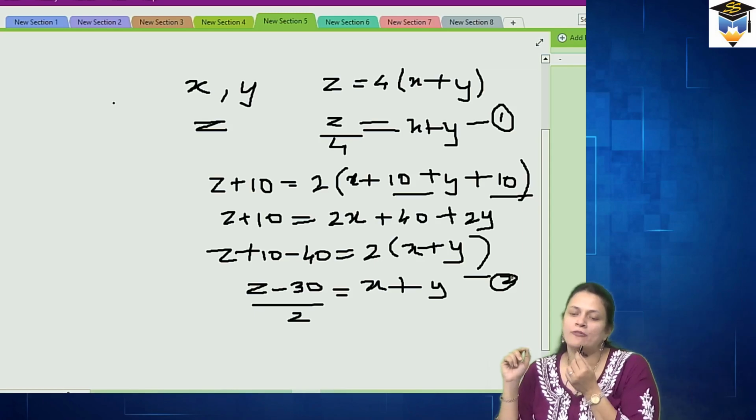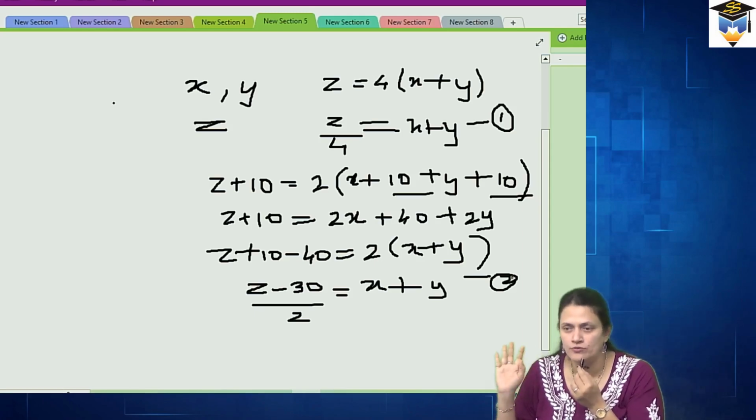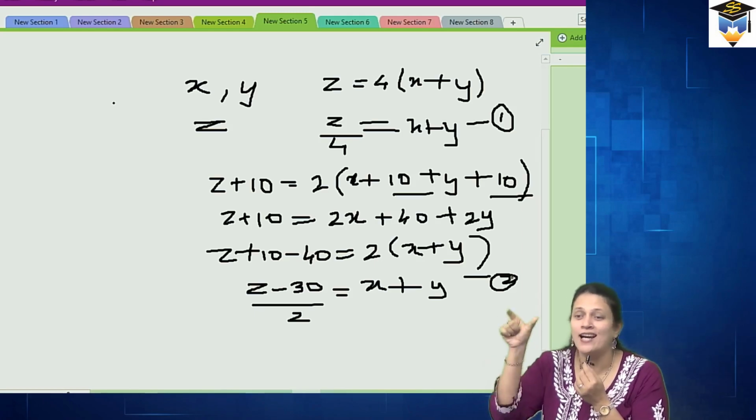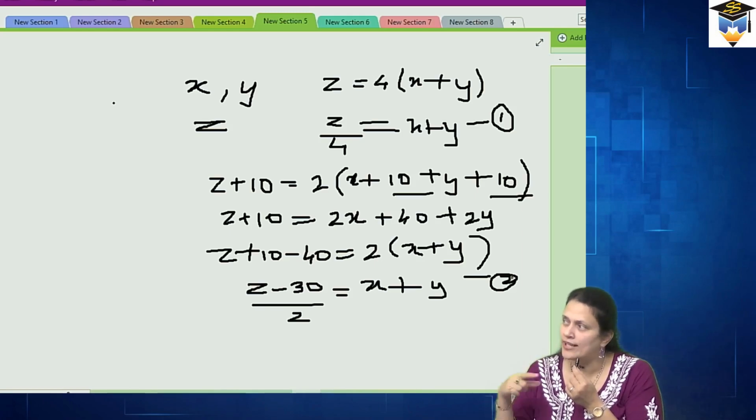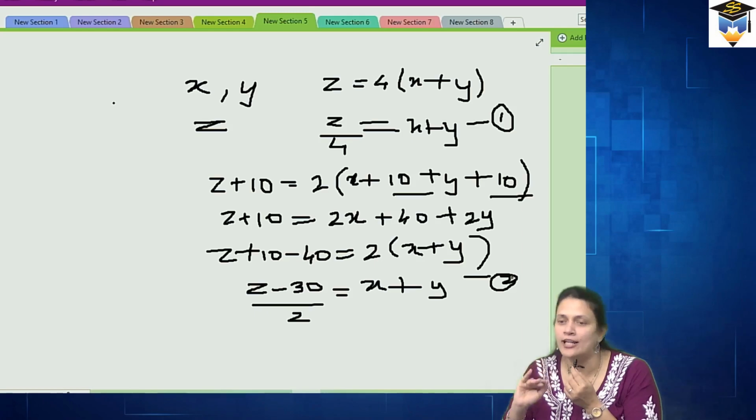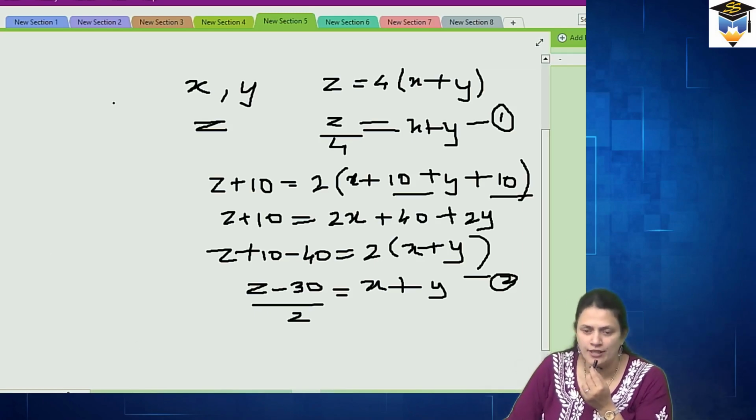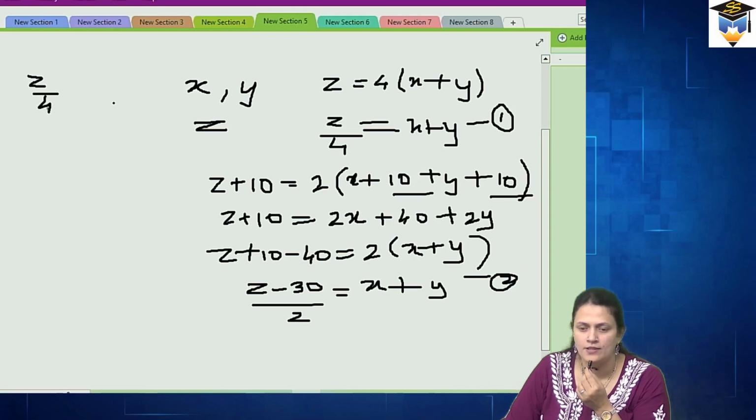Now tell me, can we equate equation 1 and 2? Why? Because the right hand side are same. So when the right hand side are same, we can equate the left hand sides. So what are the left hand sides? I'll solve it over here. Is it visible? Okay. So z by 4 is equal to z minus 30 upon 2.